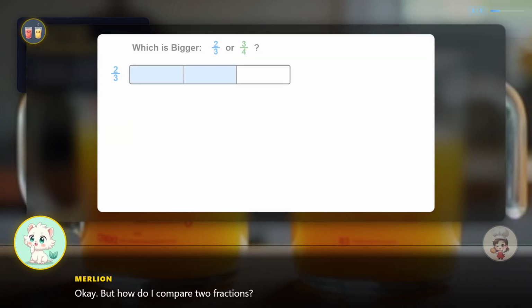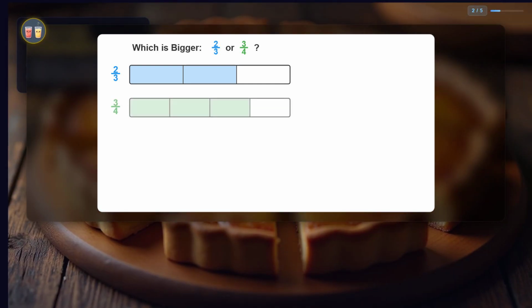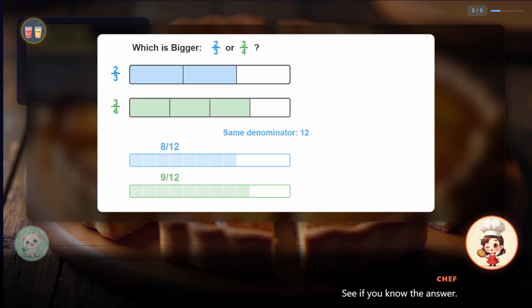Okay. But how do I compare 2 fractions? Like, which is bigger, 2/3 or 3/4? Let us pause here for 8 seconds. See if you know the answer.